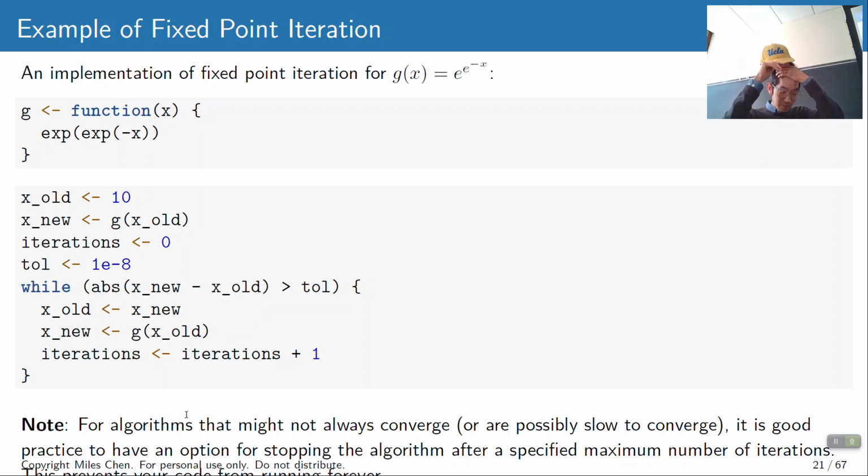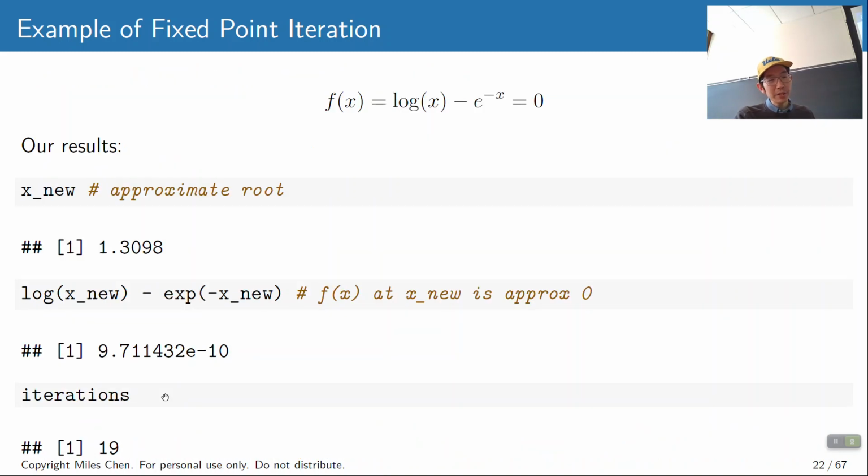Now, sometimes you're in a situation where it doesn't converge, all right? And so to kind of prevent it from running forever, you might want to have a secondary stopping criterion that just says, hey, if iterations goes over 1,000 or something, then stop the loop, okay? So anyway, I run this, and we arrive at a solution.